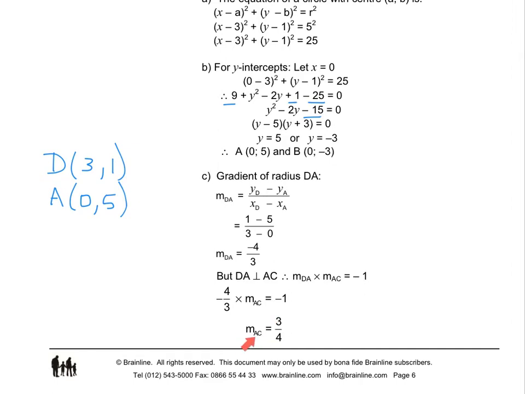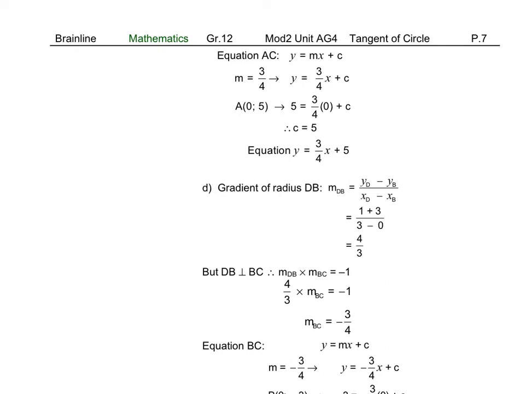Now I have the gradient of my tangent, and I must remember that the equation of a straight line is y equal to mx plus c. So the m is the gradient, which I can substitute into my straight line equation. Then we've also worked out the coordinate of A, which is a point on the tangent, and therefore I can substitute x with 0 and y with 5 in my standard equation in order to solve c. 3/4 times 0 is 0, and therefore c is equal to 5. Then I write down my standard equation for the tangent, y equal to mx, the 3/4, x plus my c value, the 5.